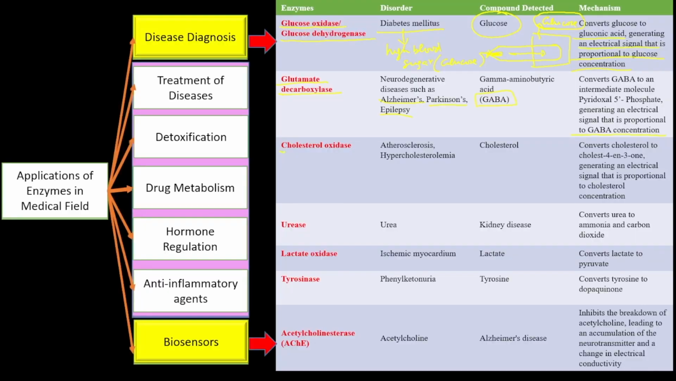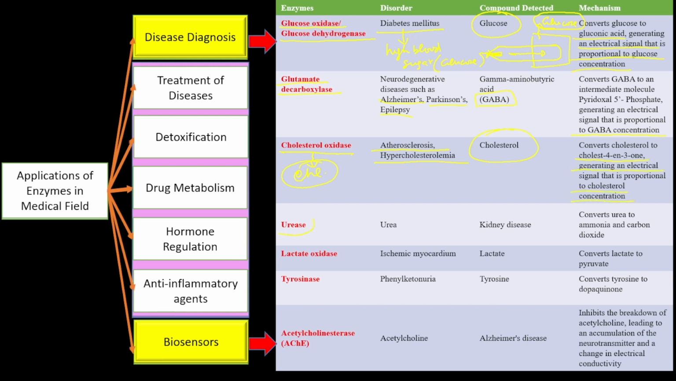Then we have cholesterol oxidase. Cholesterol oxidase is an enzyme used for detection of two diseases, atherosclerosis or hypercholesterolemia. Basically, cholesterol oxidase allows you to detect the cholesterol present in a particular biological fluid. And how it detects is that it converts the cholesterol into cholesterol 4-enone, and it generates an electrical signal that is proportional to the cholesterol concentration.